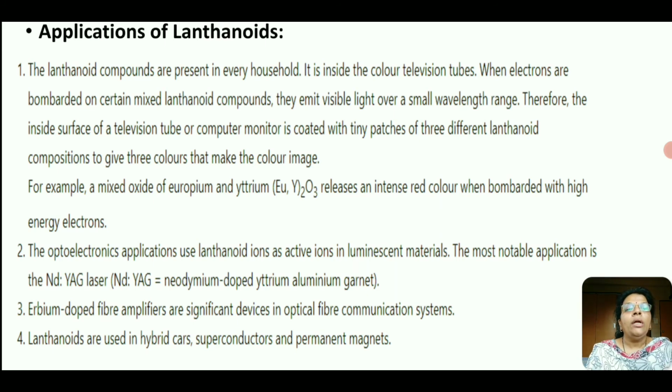Then last one, lanthanoids are used in hybrid cars, superconductors and permanent magnets.